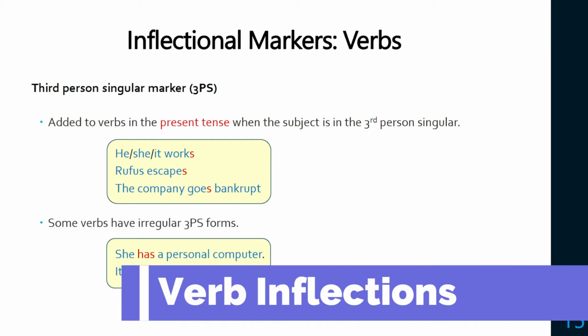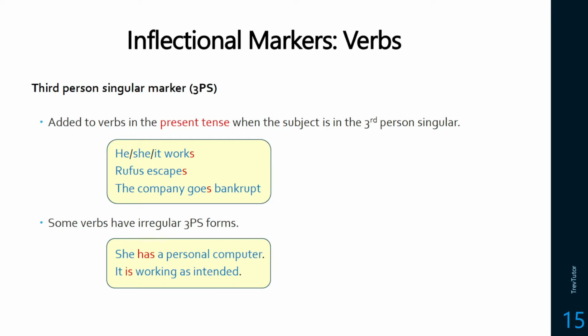There are 3 different or 4 different inflections that appear on verbs. The first one we'll talk about is the third person singular marker. This happens when the verb is in present tense and the subject is third person singular. These are the pronouns like he, she, or it, proper names like Rufus, or singular nouns like the company. We usually see an S at the end of our verb in this case, but sometimes we have different forms. For example, we would have he has, but if we did I or you or they, we would say have. So this form of the verb is special, and this has what's called the third person singular marker on it.